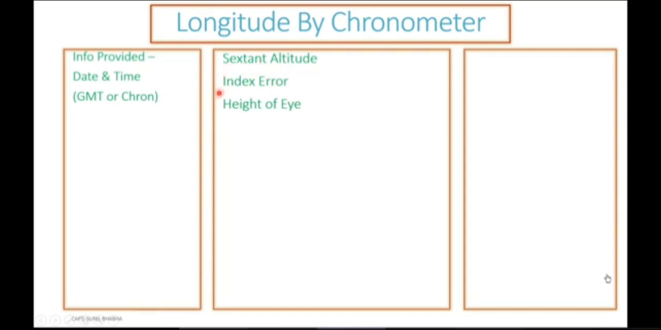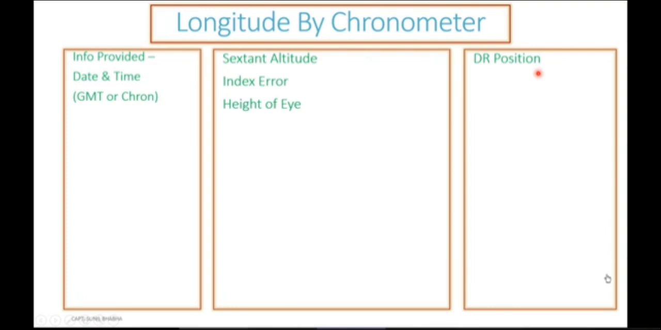Now the second information which is provided to us is the sextant altitude of the body. Along with the sextant altitude, they give us the index error and the height of eye. Both of these are required for altitude correction. And the third thing which is provided in these questions is the DR position, the DR latitude and the DR longitude.